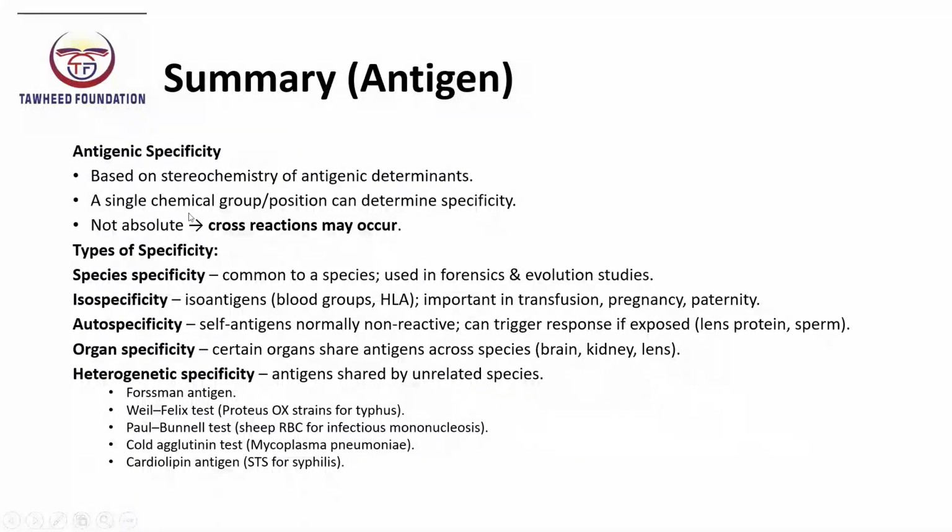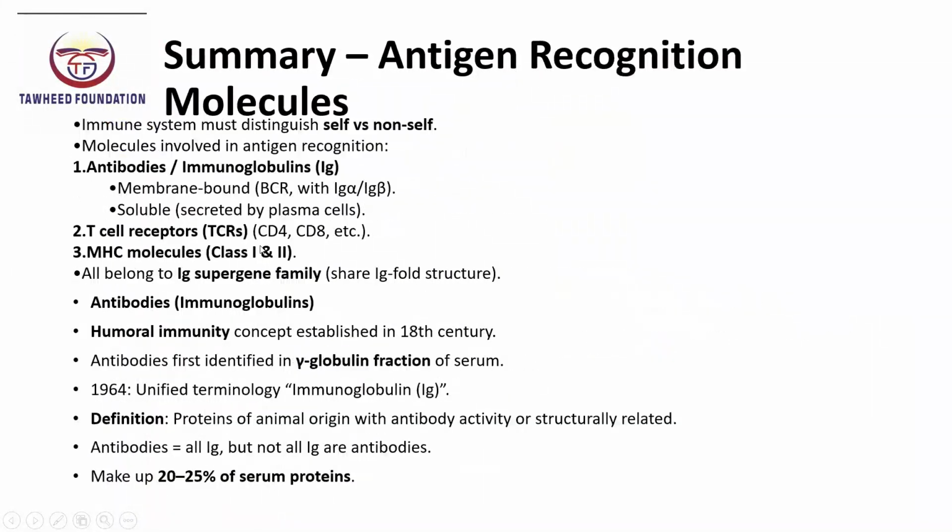Antigenic specificity is based on the stereochemistry of antigenic determinants. A single chemical group or position can determine its specificity, and it is not absolute, so cross reaction may occur. There are different types of specificity: species specificity, isospecificity, auto specificity, organ specificity, and heterogenic specificity.